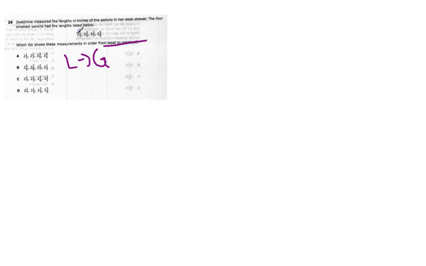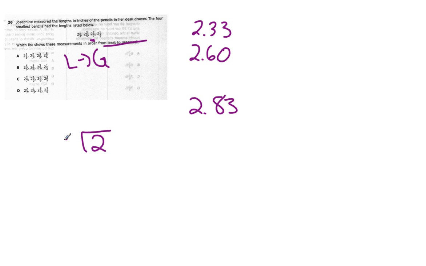We should know a few of these decimals already, like 2 1/3 is 2.33. 2 3/5, 3/5 is just 0.6, 0.60. 5/6, hopefully you know, is 2.83 repeating. The only one we shouldn't really know is 2/7. And remember, if you don't know how to find a fraction as a decimal, you can always divide it out.